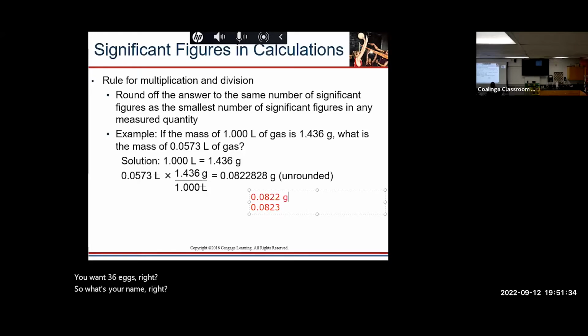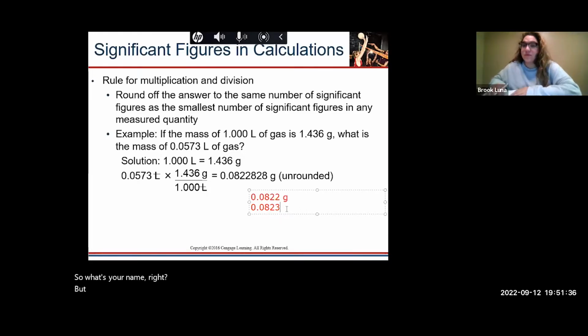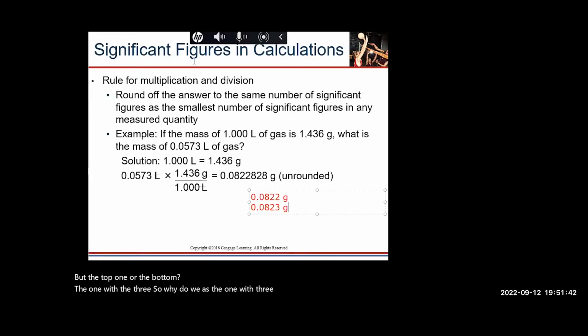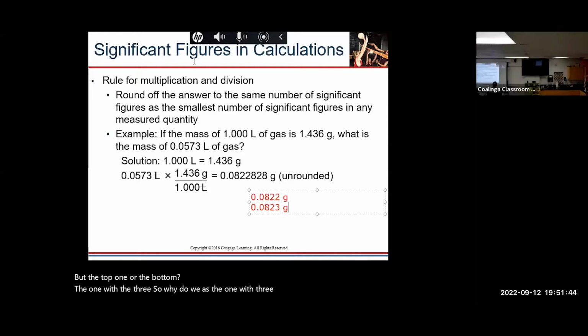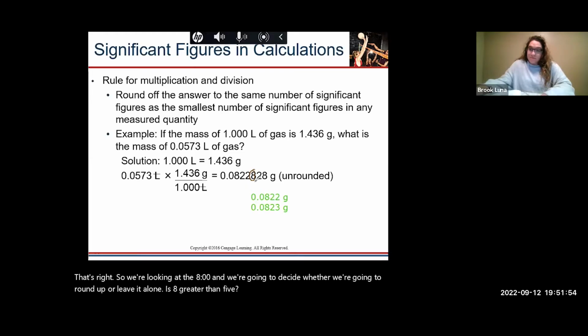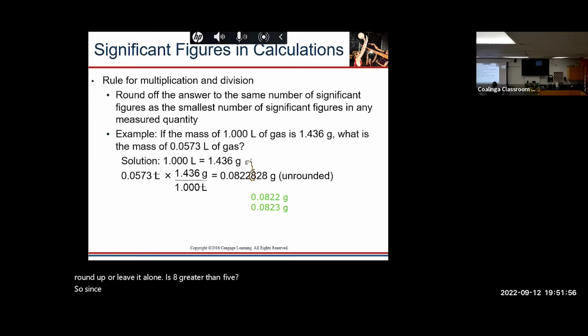So which one is right? The one with the 3. So why is the one with 3 right? Because it's rounded. The 8. That's right. So we're looking at the 8. I'm gonna decide whether we're gonna round up or leave it alone. Is 8 greater than 5? Yes. Okay, so since 8 is greater than 5, this guy's gonna go up 1.